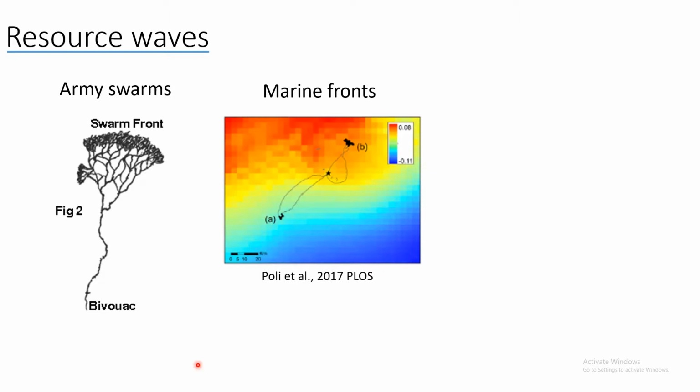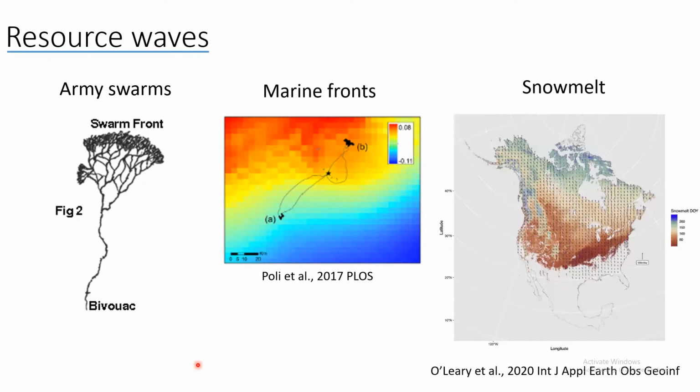In addition, we can see more mesoscale patterns, such as marine fronts, where you have different bodies of water, either with different temperatures or salinity, and where they mix, you often get upwellings, and that will bring nutrients up to the surface. And so many marine species actually strategically go to these fronts to forage. And then finally, we can think about snowmelt as a resource wave.